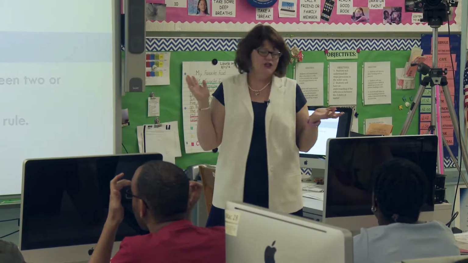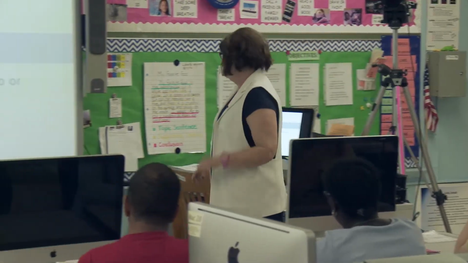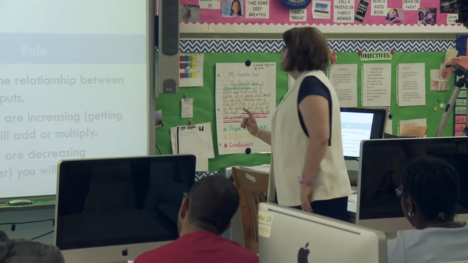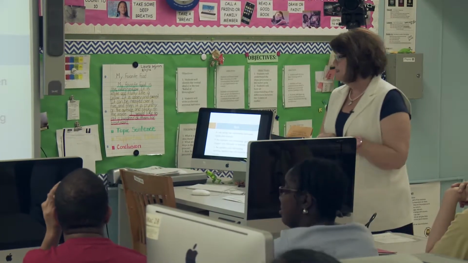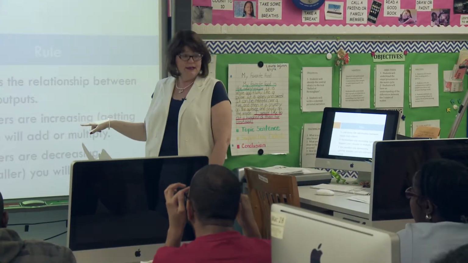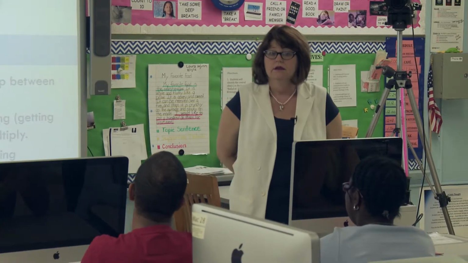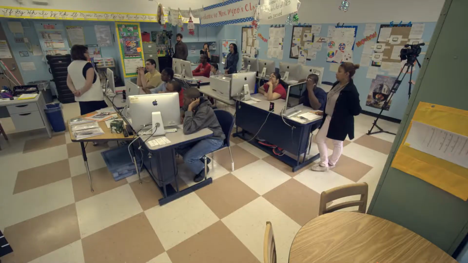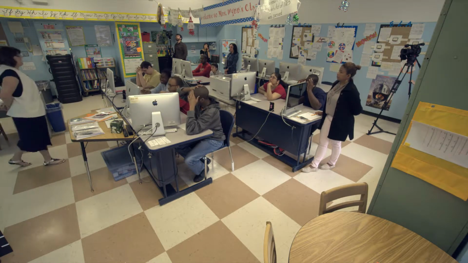So a relation, just to sum up, is just a connection between 2 or more things. So how are our input and our output connected? What's the pattern? A rule shows the relationship between inputs and outputs. Oh, I love this. If the numbers are getting bigger, increasing, what do we do? Subtract. Let's think about it. No. You add or multiply. Oh, good, Avery. You add or you multiply.